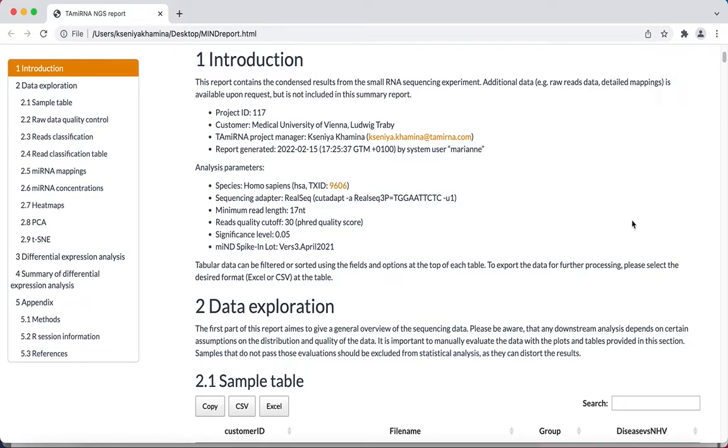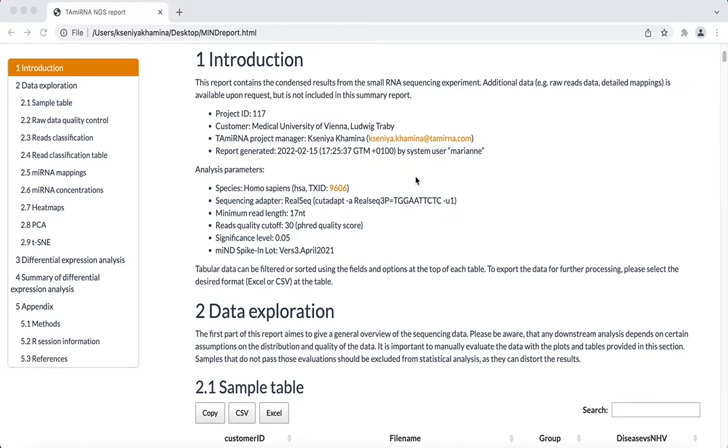Let's start with the introduction. It contains important information about the project, such as project ID, customer, project manager, and when this report was generated. It also provides us with information about analysis parameters such as species, sequencing adapter, minimum read length, reads quality cutoff, significance level, and the lot of miND spike-in.